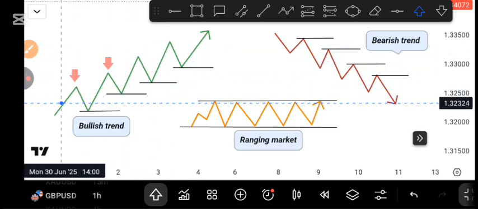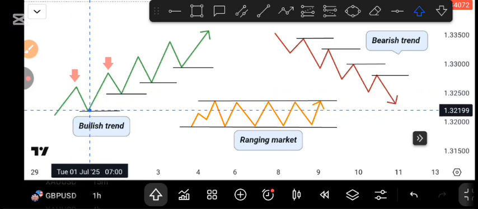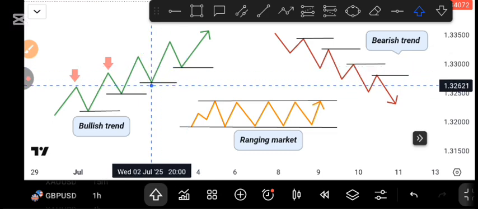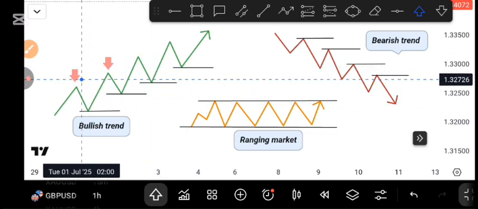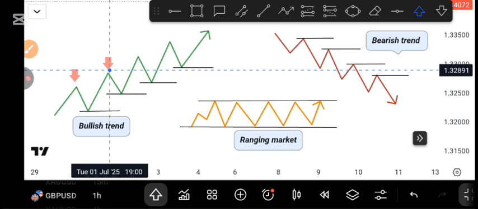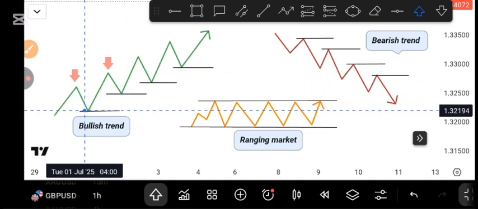Now the lows keep getting higher. So this low is higher than this one, this low is higher than this one, and this low is higher than this one. In this form, most times you hear higher high, higher low. So this is a higher high. Why is it a higher high? Because this high is higher than this one. Higher low, because this low is higher than this one.